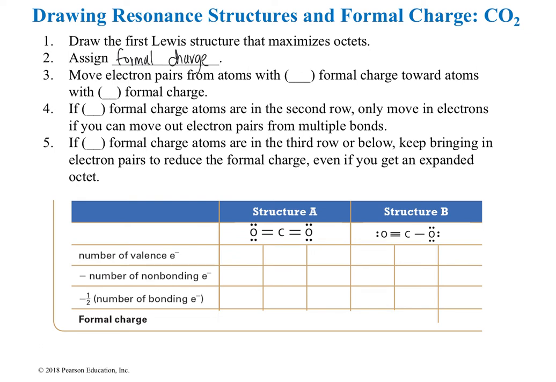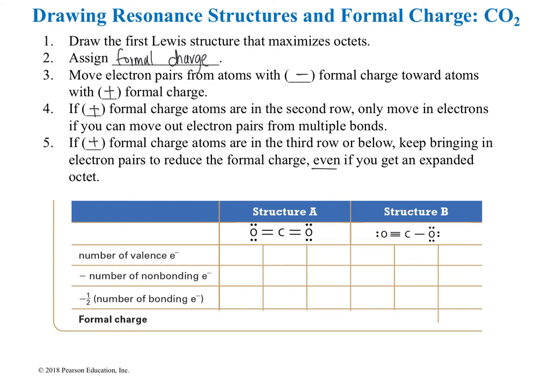Okay, then what you get to do is you can actually move electron pairs from atoms with a negative formal charge towards atoms with a positive formal charge to help neutralize those. If the positive formal charge is in the second row, you can only move them to where you can get multiple bonds, but you can't extend octets. If that positive formal charge is in the third row or below, you can move electron pairs to reduce the formal charge, and that's okay even if you get expanded octets. So we'll talk about that a little later.